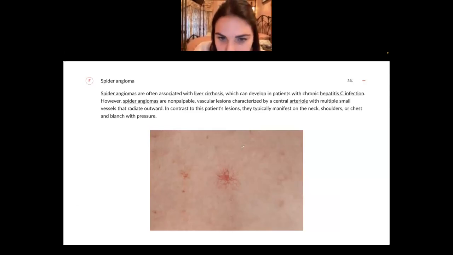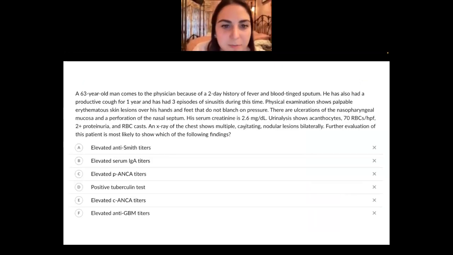This is your spider hemangioma. A lot of people have spider hemangiomas, like a lot of people. And they look like little spiders. That's usually a sign of liver issues. But those also blanch. But yeah, just wanted to show you guys those.